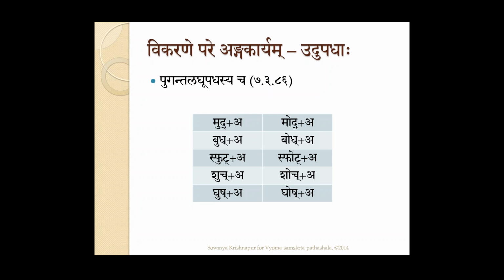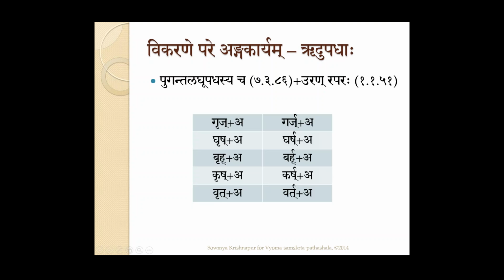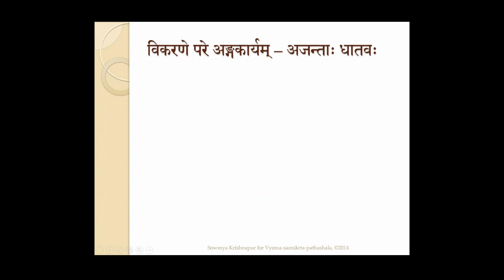So idupadhanam, udupadhanam, tatha ridupadhanam. Hrasva rikaraha upadhayam asti chedapi, puganta laghupadhasya iti gunaha. Uran raparaha ityanena raparaha bhavati. So grij becomes garj. Rikarasya sthane ar. Garj. Ghrish becomes gharsh. Brih barh, krish, karsh, vrit, vart, vartate, karshati, barhati, gharshati, garjati. So i, u, ri, hrasvaha, ikaraha, ukaraha, rikaro va, yadi upadhayam asti, tarhi puganta laghupadhasya cha ityanena gunaha. Okay. So that is all.